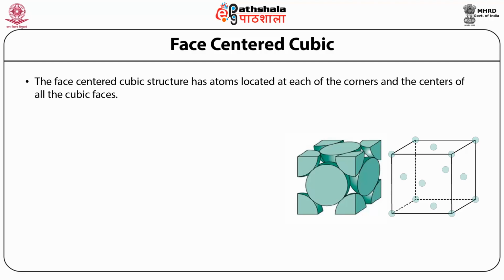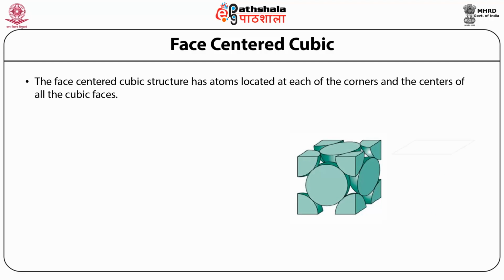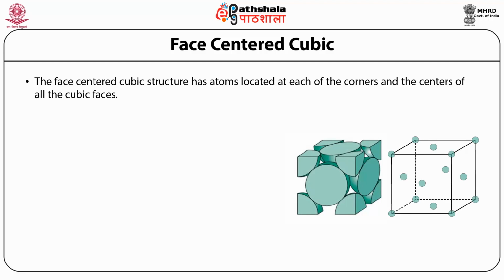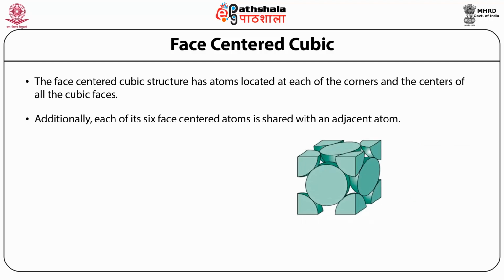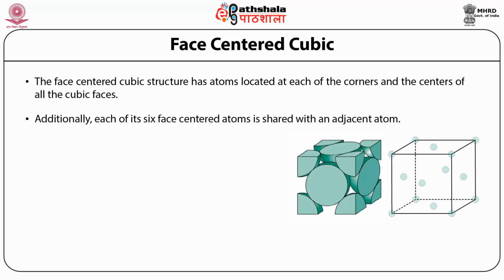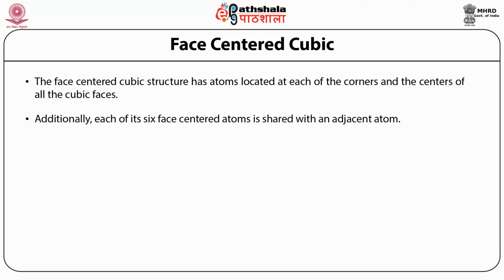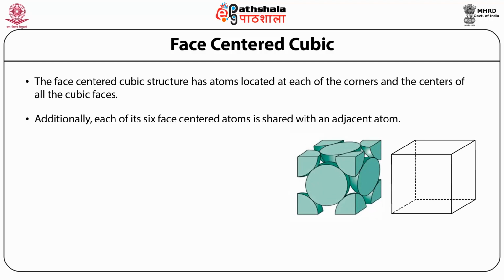Each of the corner atoms is the corner of another cube. So the corner atoms are shared among 8 unit cells, which is clearly visible. Additionally, each of its 6 face-centered atoms is shared with an adjacent cell, which is also very clear at their faces. Since 12 of its atoms are shared, it is said to have a coordination number of 12.